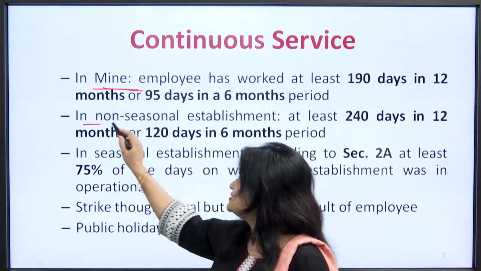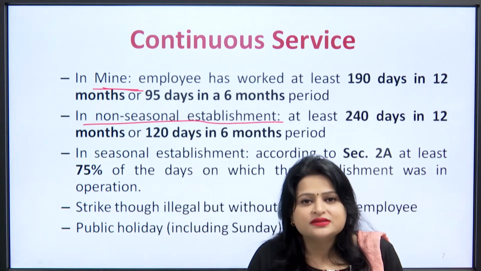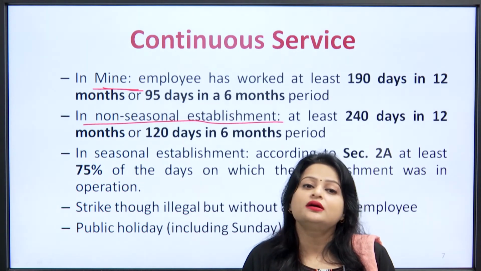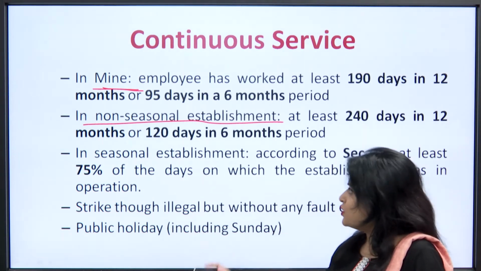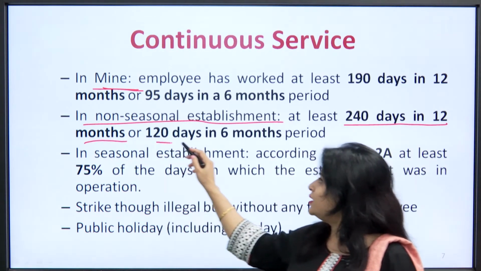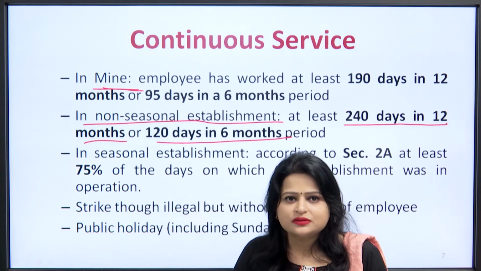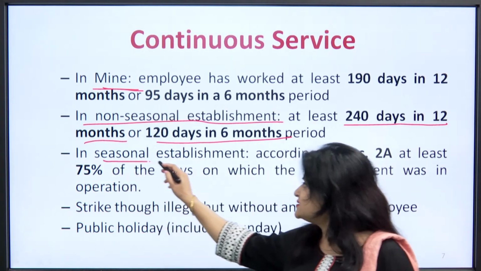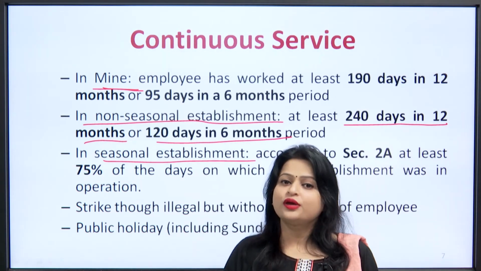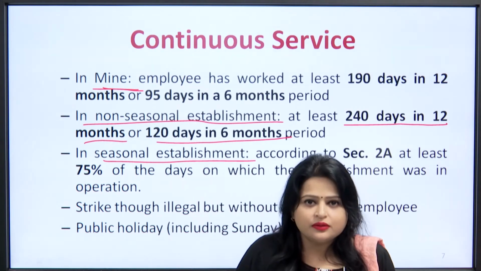In case of non-seasonal establishments, what does non-seasonal establishment mean? Those establishments which remain in operation throughout the year are non-seasonal establishments. So in a non-seasonal establishment, 240 days in 12 months and 120 days in a 6-month period will be considered as continuous service. Seasonal establishments are those establishments which cannot remain in operation throughout the year, for example, sugar mills.